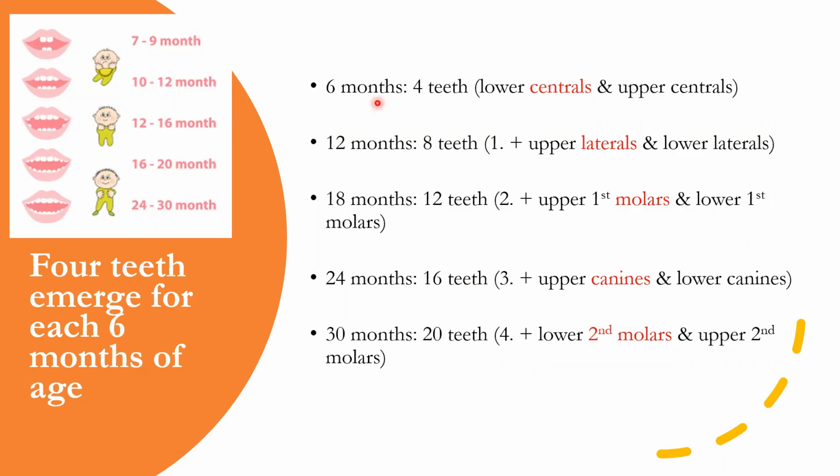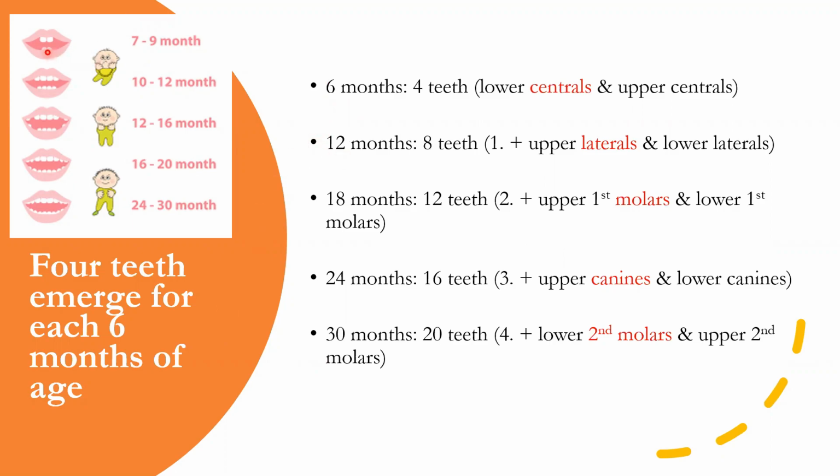Every 6 months, 4 teeth emerge into the oral cavity. So by 6 months of age, here there is a duration given, an average of 7 to 9 months, but 6 months is the average time when the tooth erupts in the oral cavity. So just for your understanding, I'm going to use every 6 months.